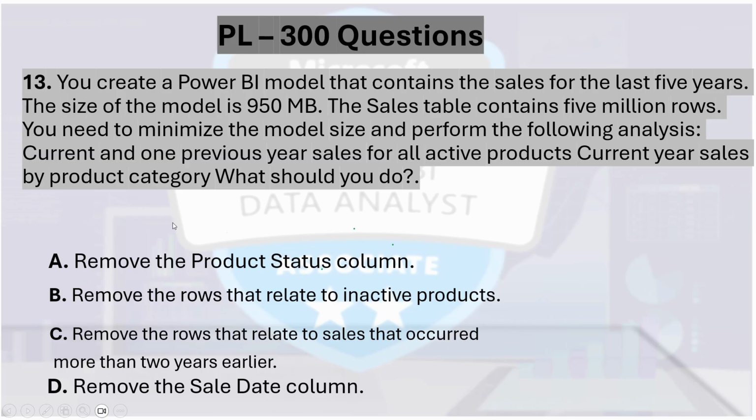So what you can do? Remove the product status column. No, if you remove this, the data is not well protected. Remove the rows that relate to the inactive products. No, that is also not needed. Remove the rows that relate to the sales that occurred more than 2 years earlier. Yeah, we can do this because we just want to analyze the current and one previous year sales. So only 2 years of sales data is needed, and apart from that we can remove the rest. Okay, the answer C is correct.